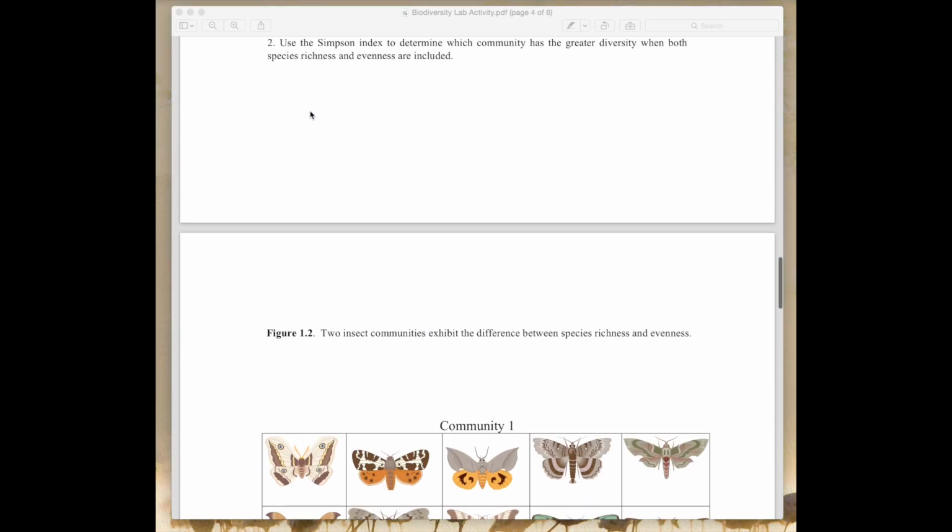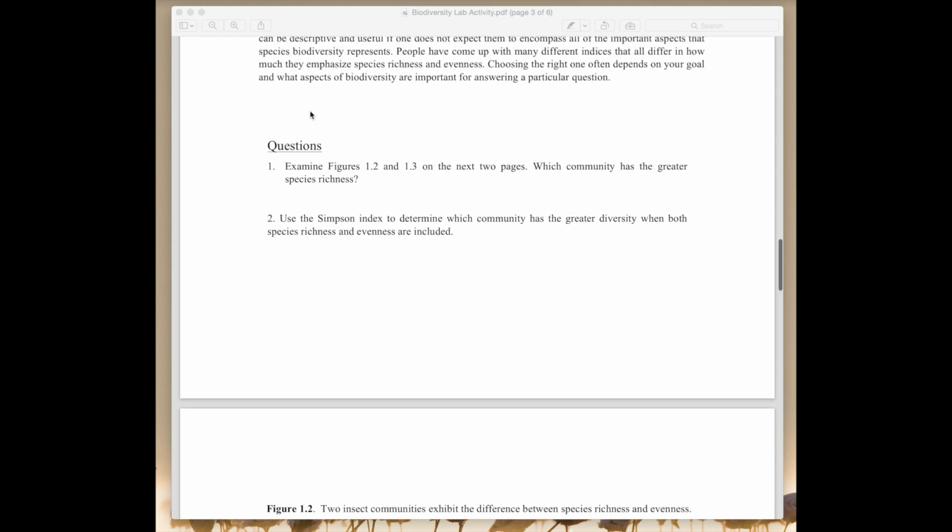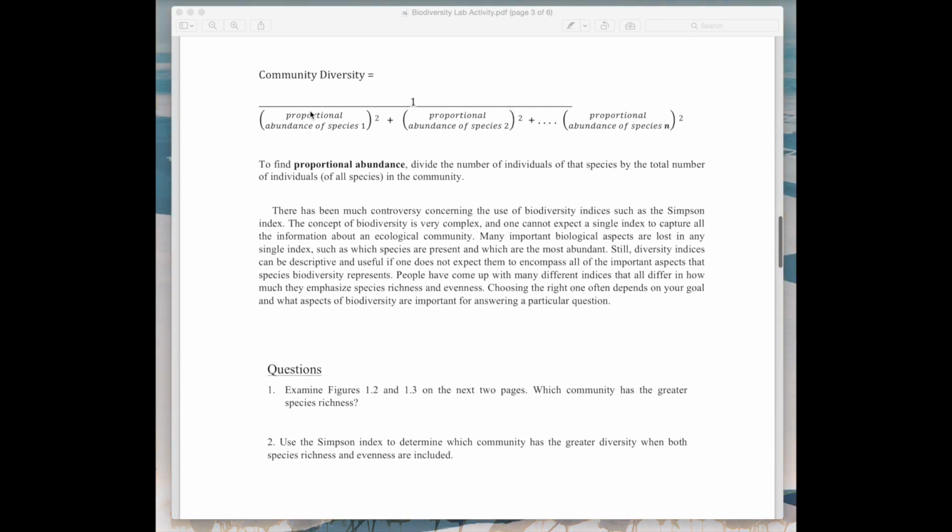And when we plug that into our formula for proportional abundance, the proportional abundance is 3 divided by 30, which is 0.1. And then notice that we square that value, which gives us 0.01. Okay, so we've got the proportional abundance now of species 1. But we need to go on and do that for every single species in the community.